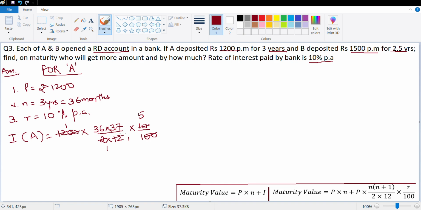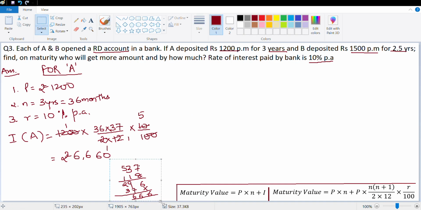12 1, 12 1. These are 2 1s and 2 5s. So this is 36 into 37 into 5. So that's a long calculation. That's 150 and 180. So that's 37 into 18. 7 8s are 56. 8 3s are 24 and 5, 29. This is 6, 9 plus 7 is 16. This is 6. So this is rupees 6,660. So that's the interest which A will get.